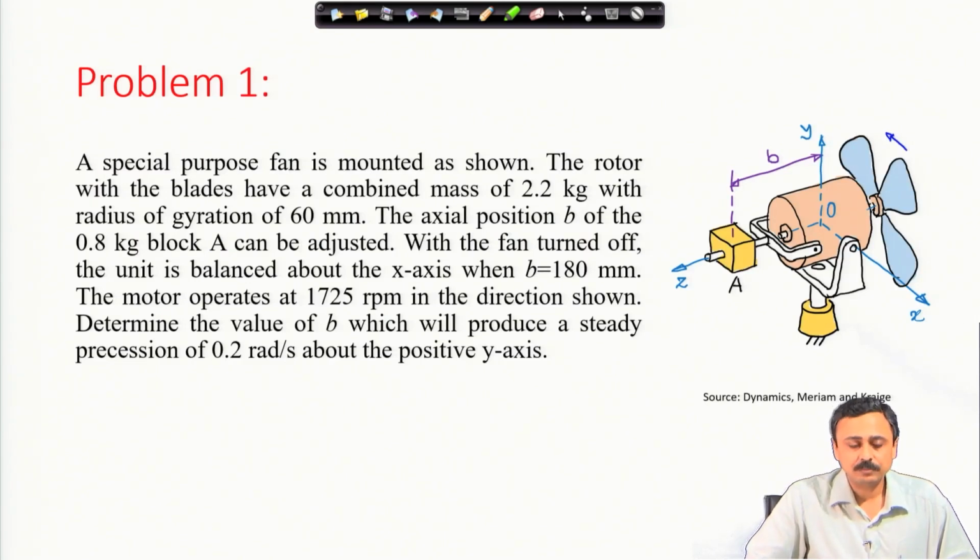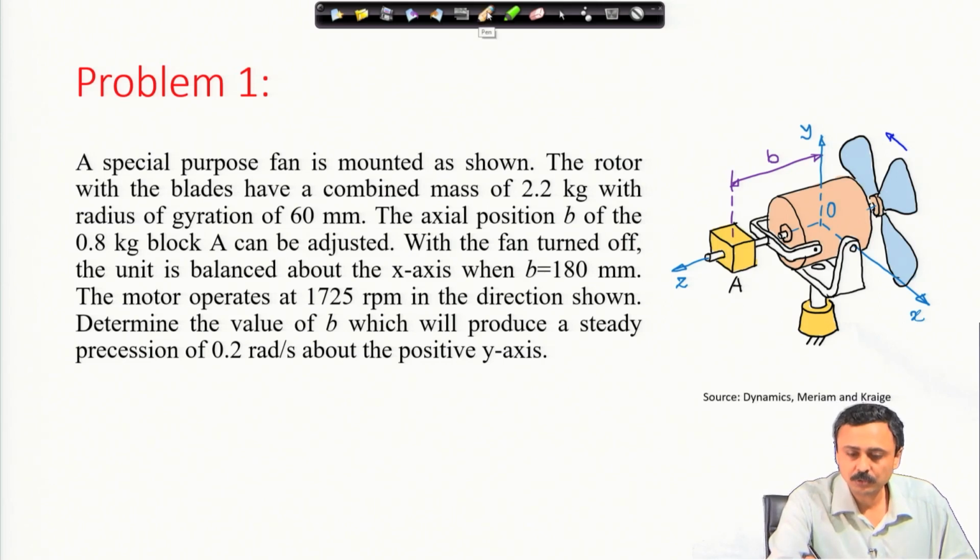This problem is taken from Meriam and Craig. This says a special purpose fan is mounted as shown. The rotor with blades has a combined mass of 2.2 kilogram with radius of gyration of 60 millimeter. The axial position B of the 0.8 kilogram block A can be adjusted. With the fan turned off, the unit is balanced about the x axis when B is equal to 180 millimeter. The motor operates at 1725 rpm in the direction shown. Determine the value of B which will produce a steady precession of 0.2 radian per second about the positive y axis.